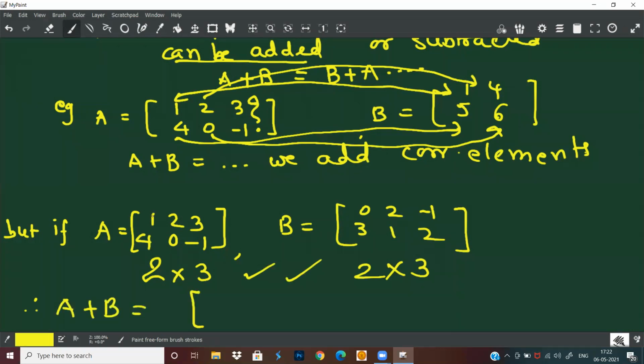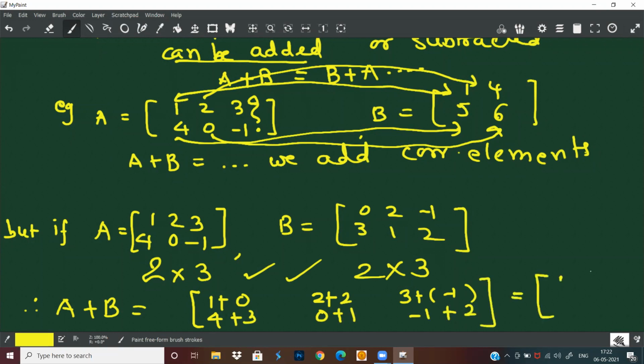Meaning you will be adding A11 with B11, that is this will be 1 plus 0, 2 plus 2, 3 plus minus 1, then you will have 4 plus 3, 0 plus 1 and minus 1 plus 2.